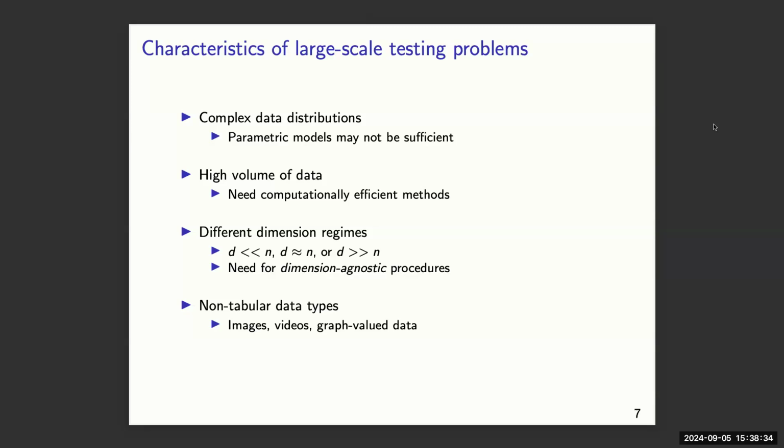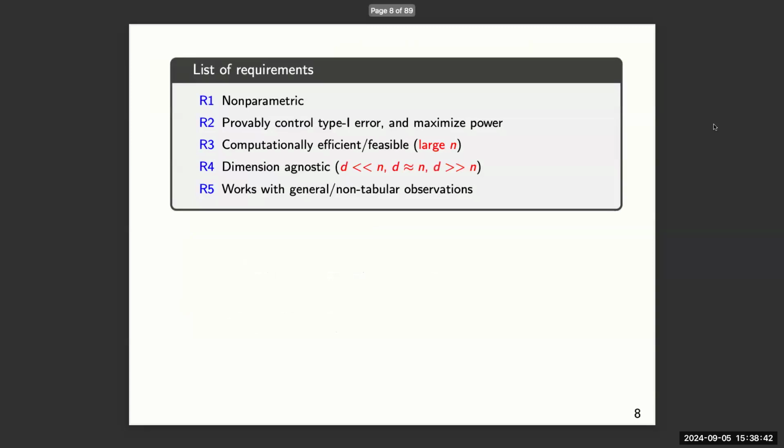And finally, we also need methods that are applicable to non-standard data types like images, videos, and graph valued data. So based on the previous slide, we can list the following requirements of any good test. We want the test to be non-parametric, provably control the two types of errors, and be computationally efficient or at least feasible. That is, they should work for large N. They should be dimension agnostic, and they should work with general non-tabular data sets.